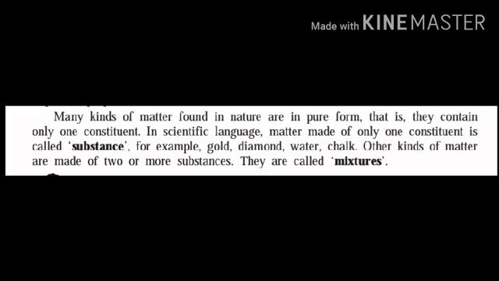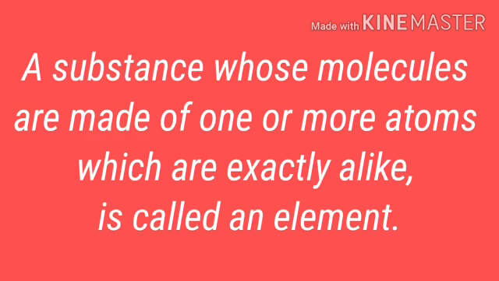Many kinds of matter found in nature are in pure form, that is, they contain only one constituent. In scientific language, matter made of only one constituent is called a substance. For example, gold, diamond, water, chalk. Other kinds of matter are made of two or more substances. They are called mixtures.